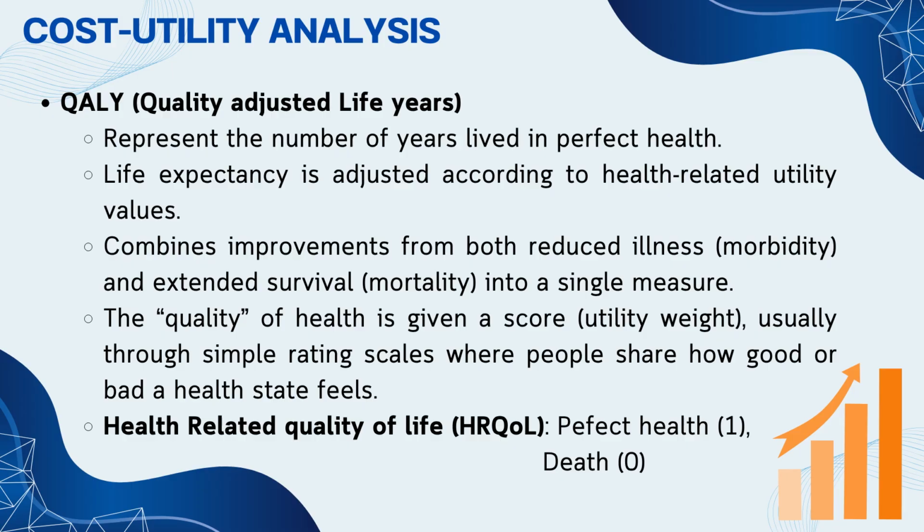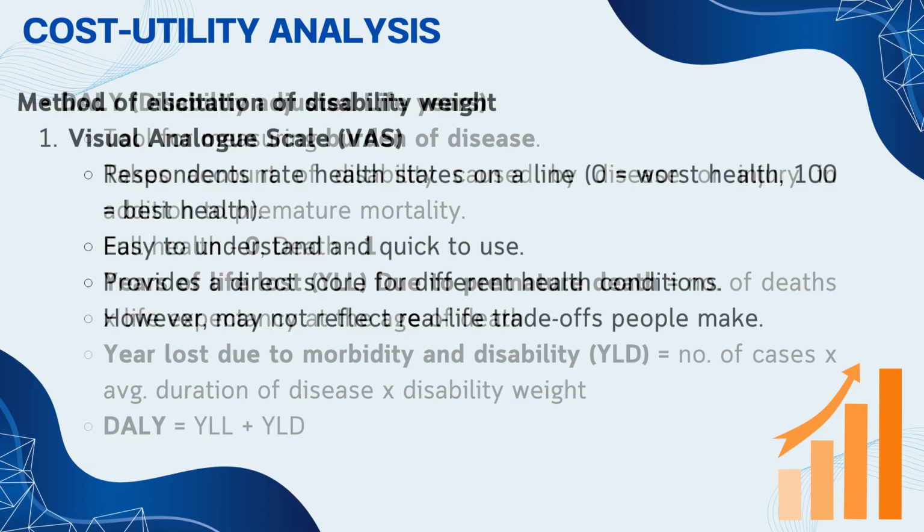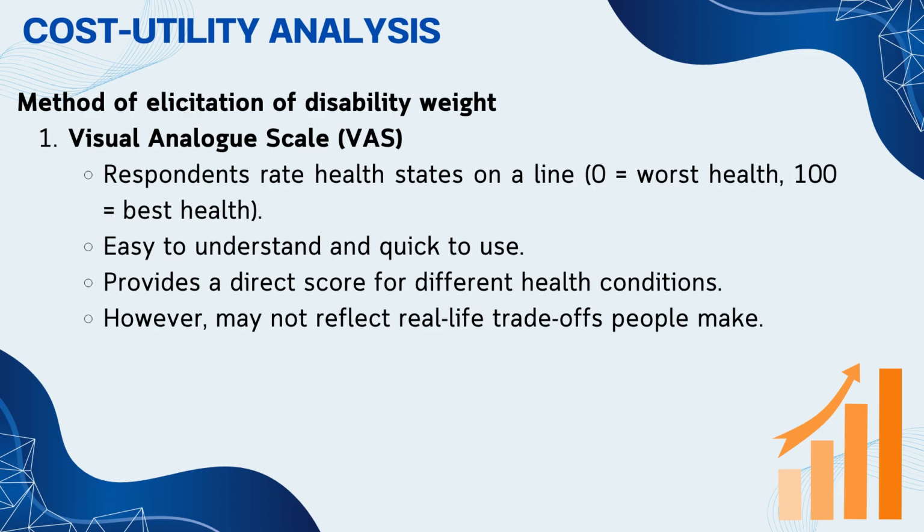Disability adjusted life years is another important measure, but instead of benefit, it looks at the burden of disease. It considers both premature death and years lived with disability. In DALY, full health is scored as 0 and death as 1. It is calculated by adding years of life lost due to premature death and years lived with disability adjusted by disability weights.